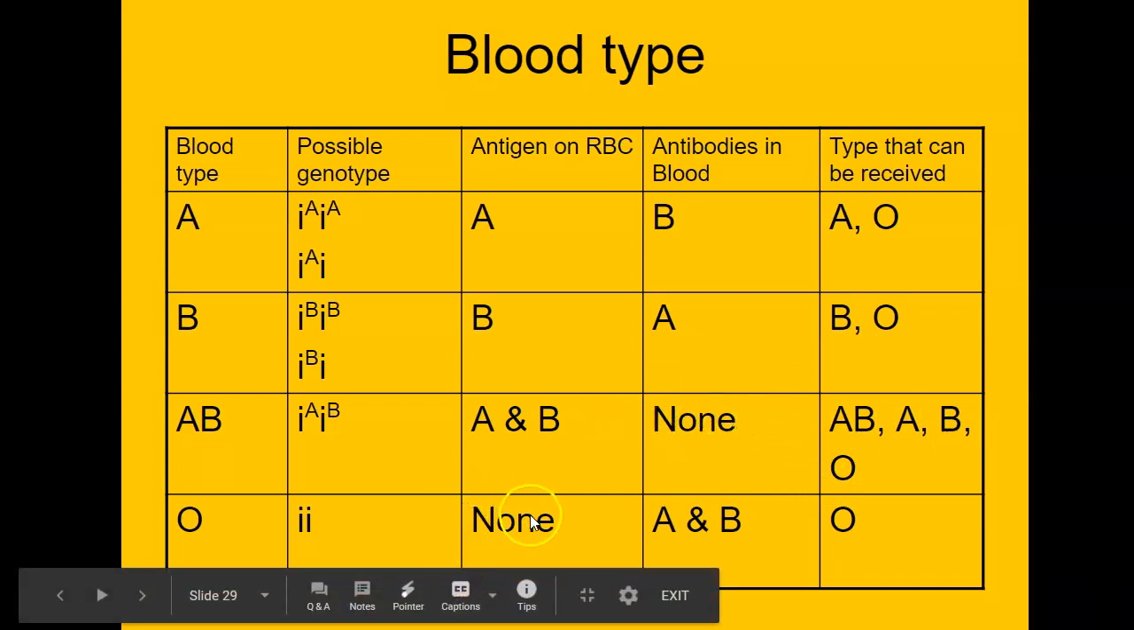And then finally, O-type blood, that can take only O because it has both antibodies. So O-type blood has no antigens. So if you gave someone with O-type blood either A, B, or AB blood, the antibodies would attach to it and fight it. So O-type blood is very kind because it's the universal donor. It can be given to anybody, but only can receive O.